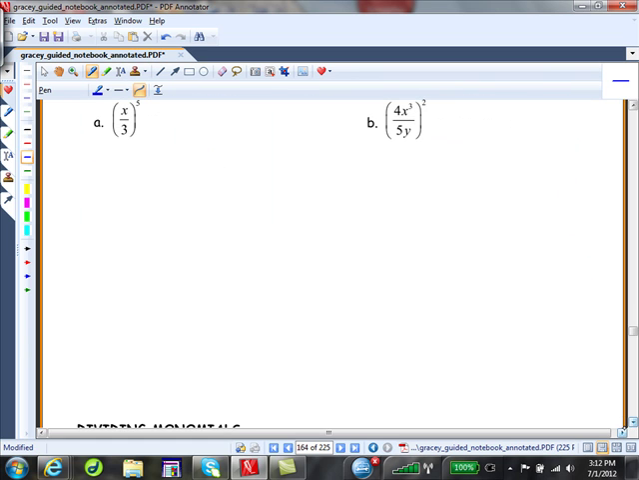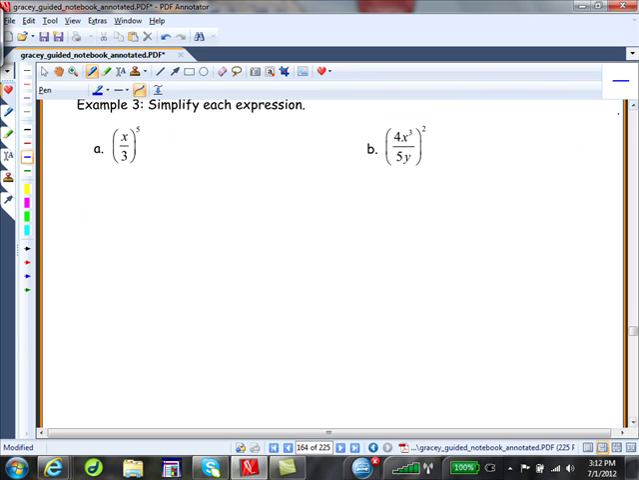Okay, so here we go. First one. Our numerator is x, so we raise x to the 5th and divide by 3 to the 5th. X to the 5th is x to the 5th, and then 3 to the 5th is going to be, good, 243. I'll let you pause the movie and give part B a try.